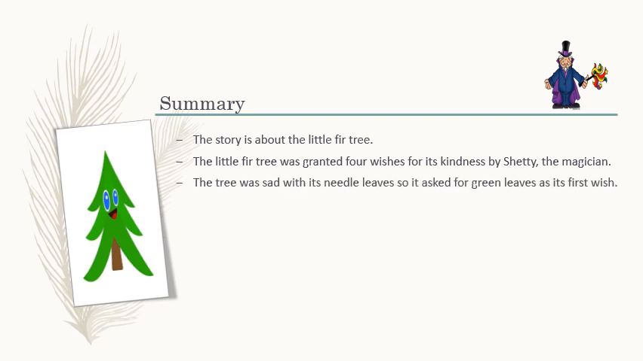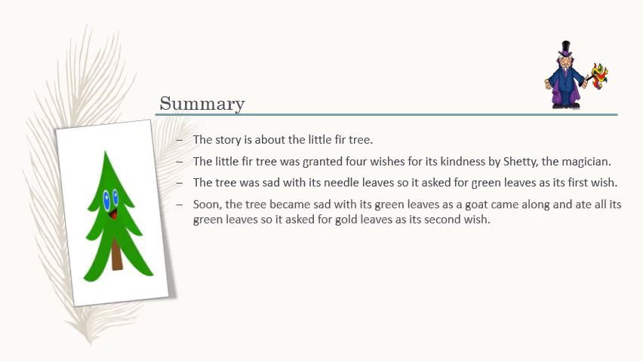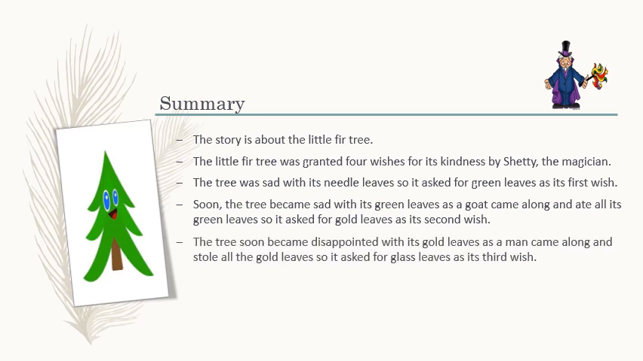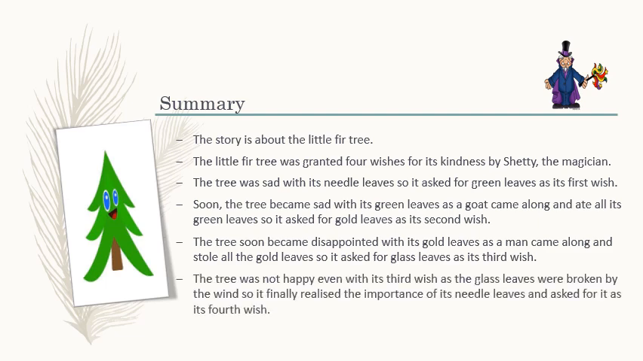The tree was sad with its needle leaves, so it asked for green leaves as its first wish. Soon, the tree became sad with its green leaves as a goat came along and ate all its green leaves, so it asked for gold leaves as its second wish. The tree soon became disappointed with its gold leaves as a man came along and stole all the gold leaves, so it asked for glass leaves as its third wish.